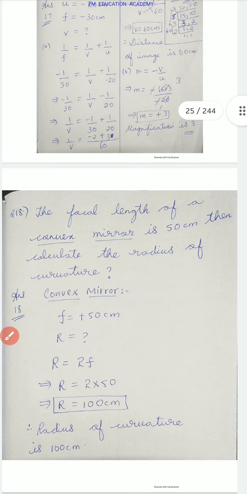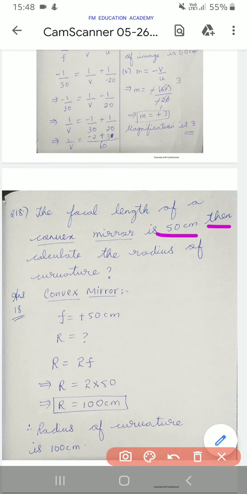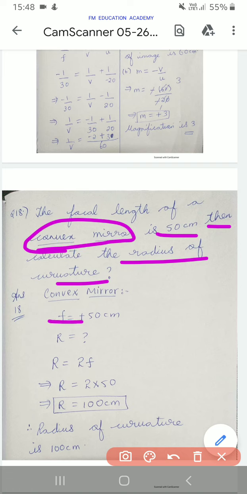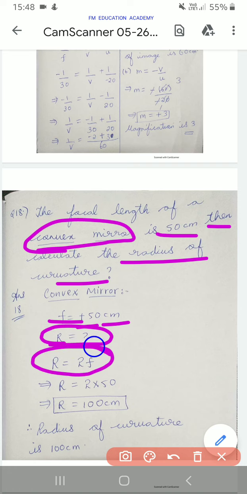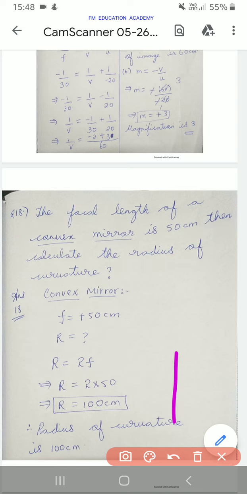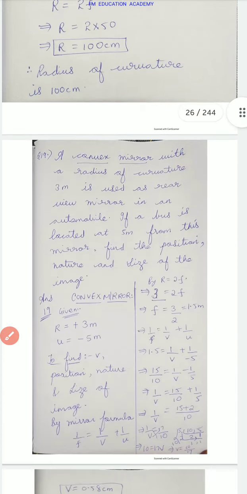Then the next question is focal length of a convex mirror is 50 centimeter. Then calculate the radius of curvature. Since it is a convex mirror, what is the value of focal length f? Plus 50. R is asked. We know the formula to find out radius of curvature is r is equals to 2f. So r is equals to 2 into 50. 5 twos are 100 centimeter. Don't skip any question because any question can be asked.